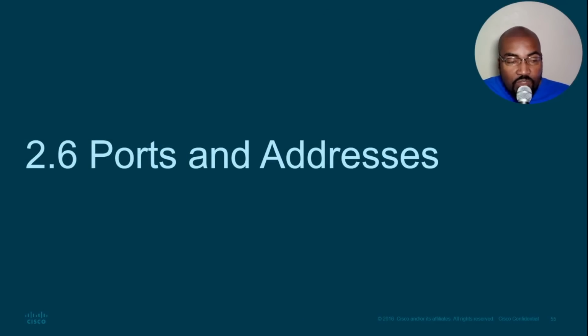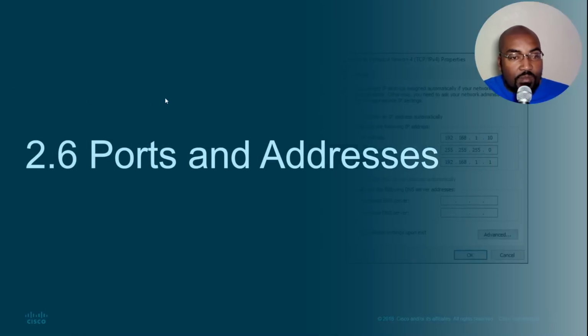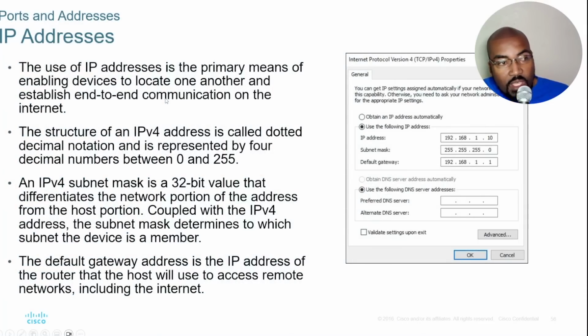Ports and addresses. IP addresses. The use of IP addresses is the primary means of enabling devices to locate one another to establish end-to-end communication on the internet. So if you go back to the beginning, end-to-end communication. Let's think of that mail truck again. That mail truck that's coming to your house to pick up that data and get it to the destination that you need to get it to. It's going to need an IP address.